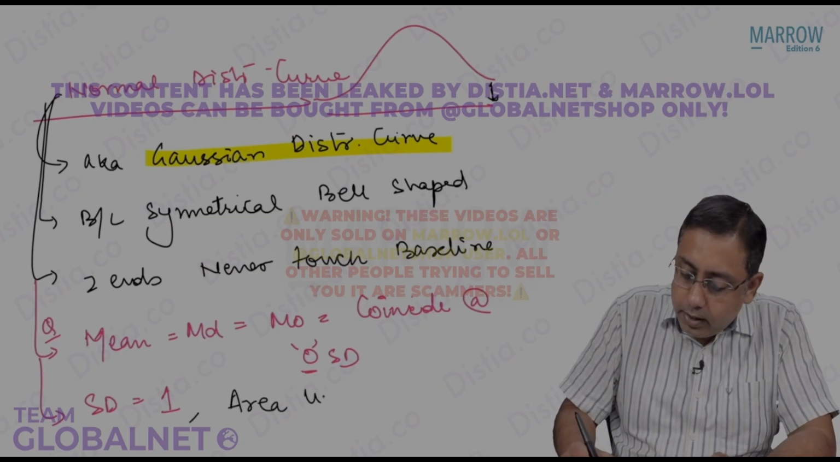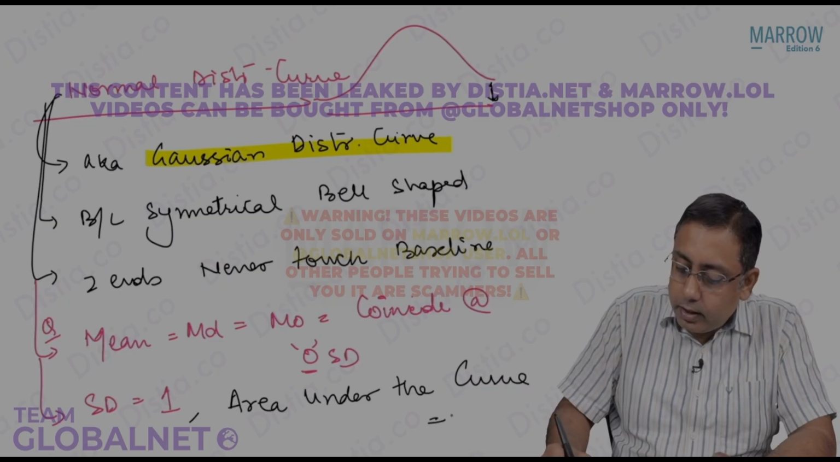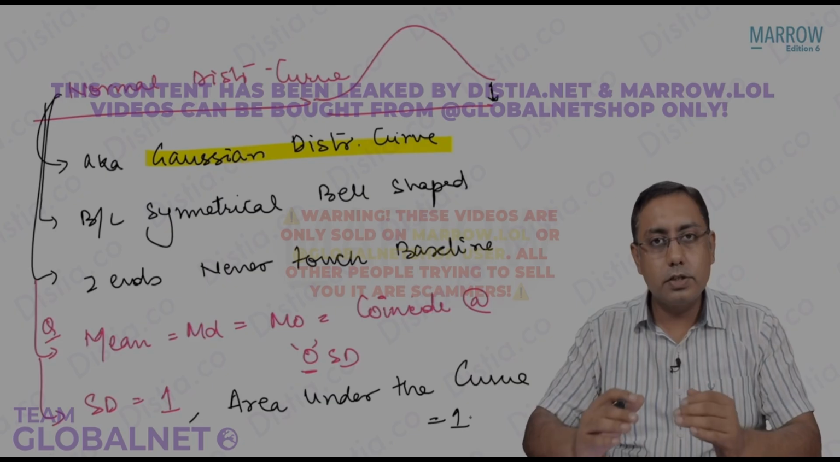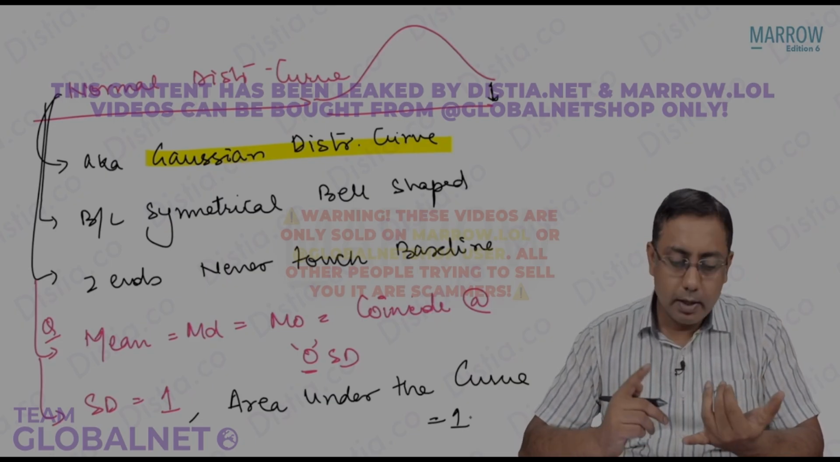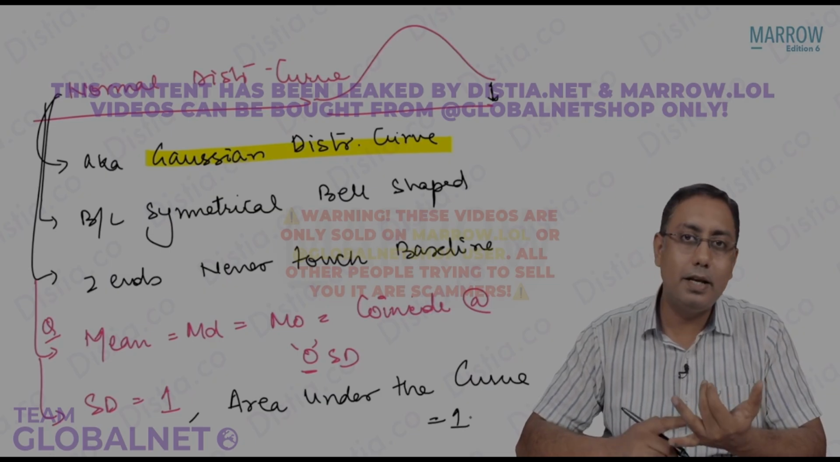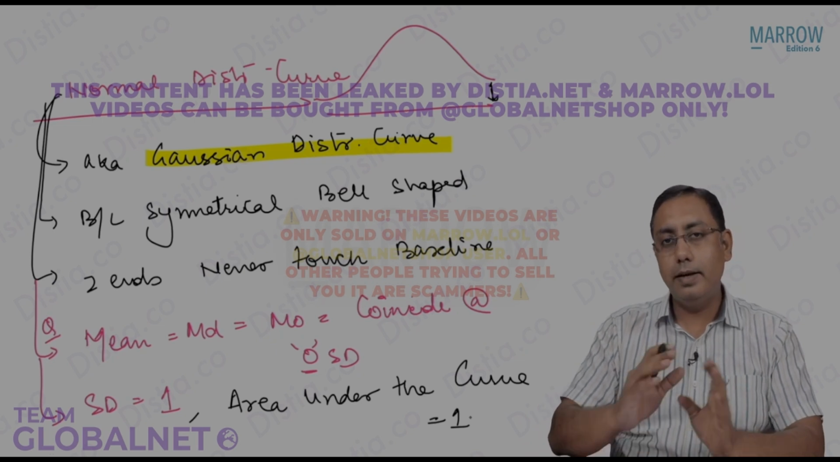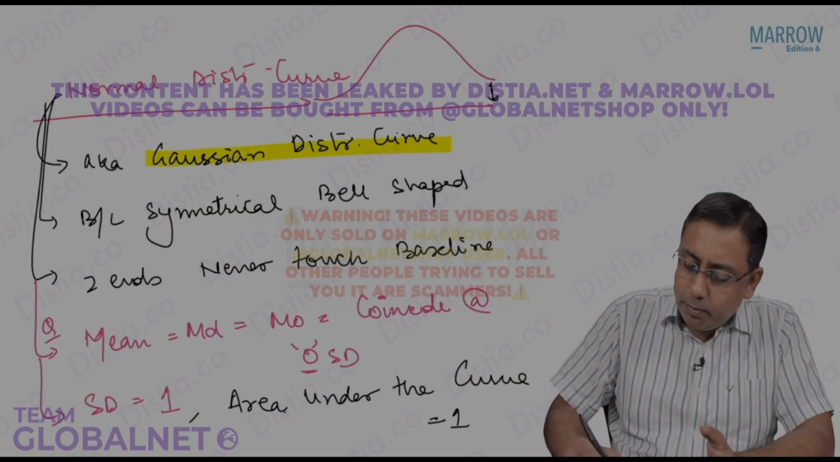Also the area under the curve will be equal to 1. So let's repeat it very fast with me. Please remember the features of the normal distribution curve. Normal distribution curve is also called the Gaussian distribution curve. The mean, median, mode will always coincide. The tail will never touch the baseline. It's a bilaterally symmetrical curve. The standard deviation is equal to 1. The area under the curve is equal to 1. That's all that you need to understand.